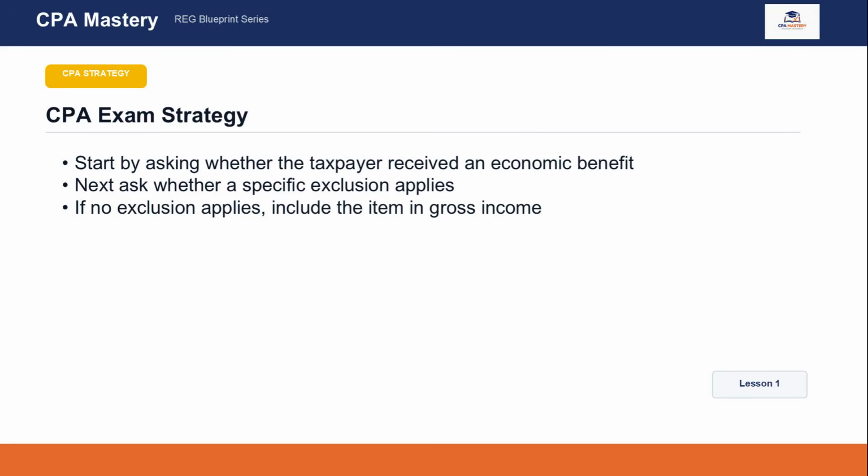Here's the simple process I want you to use on exam day. Step 1. Identify the economic benefit. Ask yourself whether the taxpayer received cash, property, services, or some other measurable value. Step 2. Check for an exclusion. Look for a rule in the tax code that specifically removes the item from gross income. If you do not find an exclusion, your default answer is that the item belongs in gross income. This process is simple, repeatable, and very effective. It keeps you from overthinking questions and helps you move faster through both multiple choice questions and simulations.